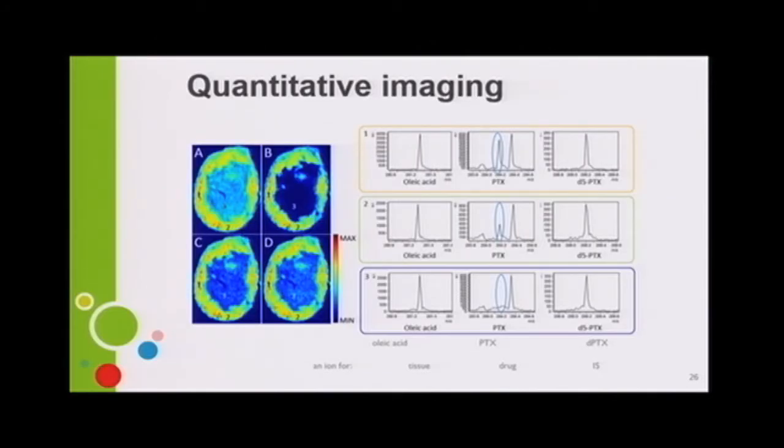Then we said, okay, this is important, but we also have to quantify the drug that is present in the solid tumor. As you can see here, look at number 1. Here you can see that paclitaxel is present. And then when we go to the center part of the tumor, you can see that paclitaxel completely disappears.